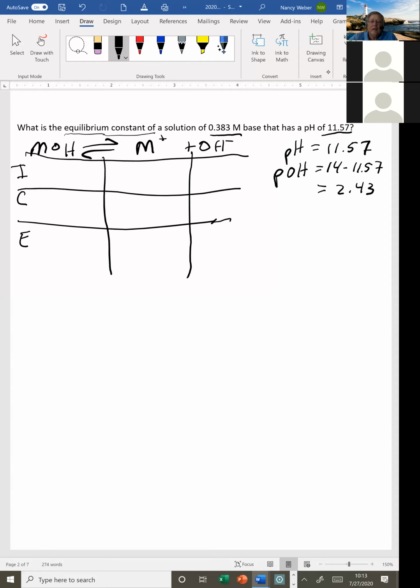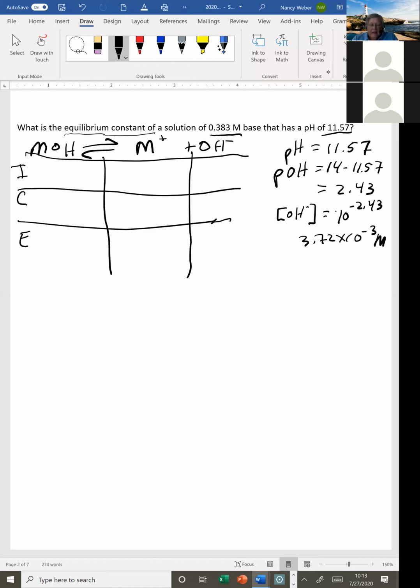Because we need the concentration of the hydroxide to solve for the equilibrium constant. Because you're working with the base, you have to work with the hydroxide. So then I want to calculate the OH concentration. It's going to be 10 to the minus 2.43, which is equal to 3.72 times 10 to the minus 3 molar, of course.